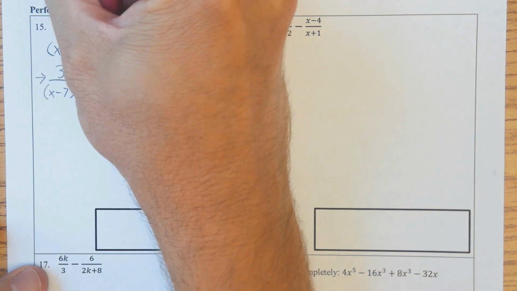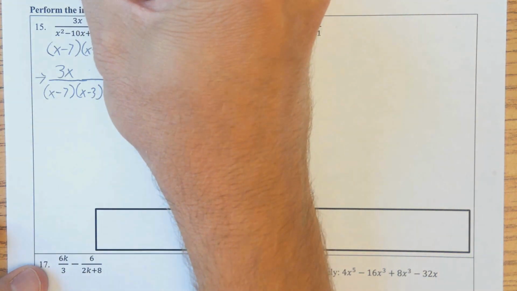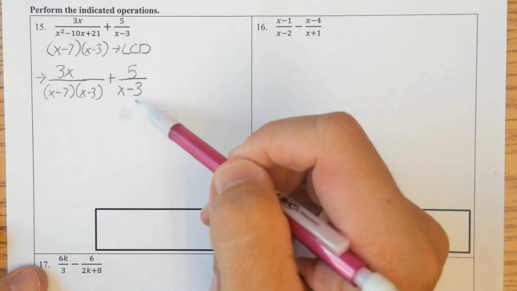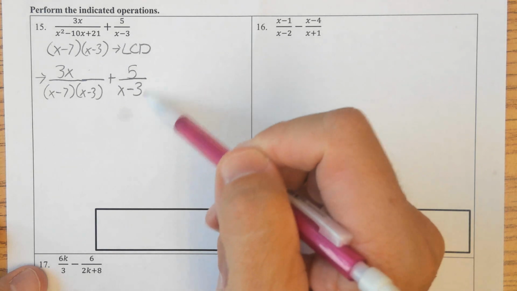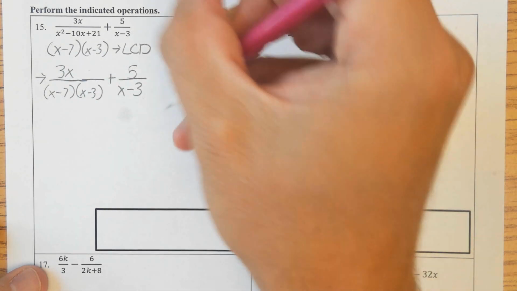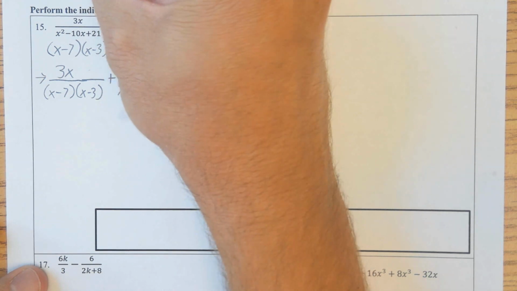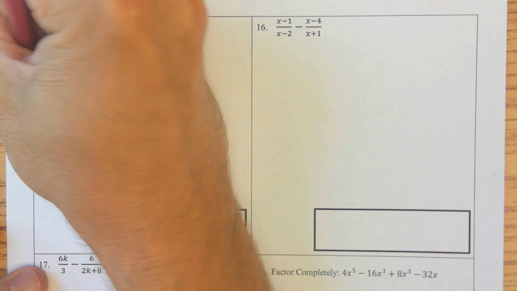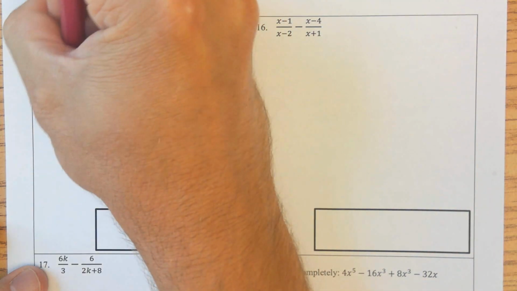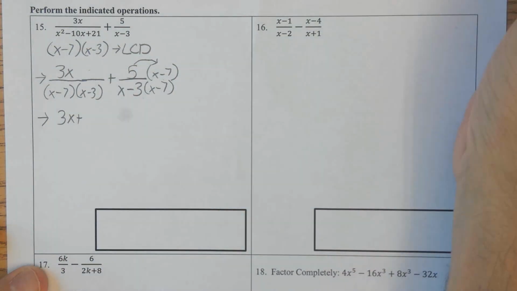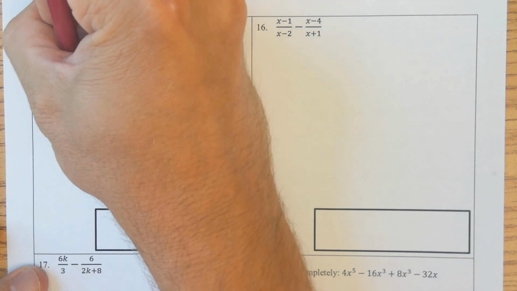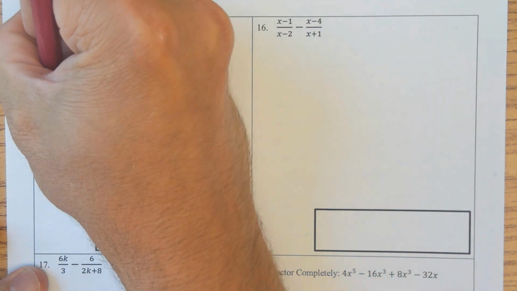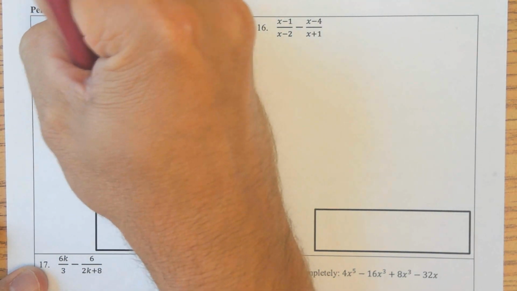Plus, now, because of the plus sign, 5 over x minus 3, which, again, when you look at your LCD, you have part of it already. You just need to multiply top and bottom by the part that you're missing. And I'm missing x minus 7. So I'm going to go times x minus 7 over x minus 7. And here we go. So you're going to have 3x, plus this 5 gets distributed to the x and then to the negative 7. So 5x minus 35 all over x minus 7 times x minus 3.